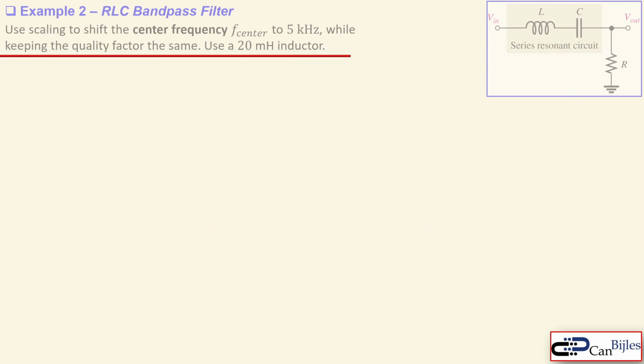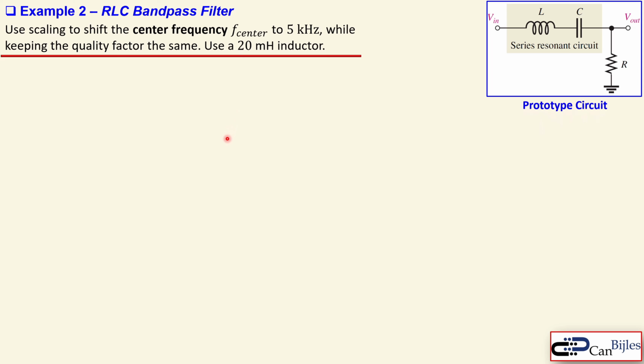Okay, let's now look at another example, the RLC bandpass filter, which is given here. It has a series resonance circuit, L and C, and there's a resistor R at the output, which behaves as the load. We would like to shift the center frequency, also called the resonance frequency, to 5 kilohertz, while keeping the quality factor the same. The quality factor, whose prototype values will be given shortly, must be the same as in our shifted version. And we need to use an inductor of 20 millihenries.